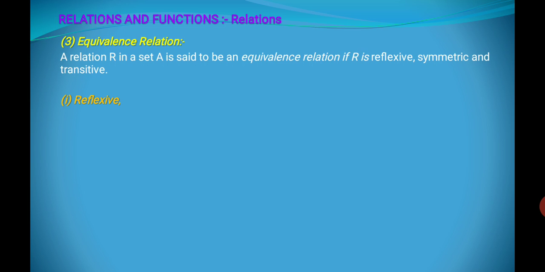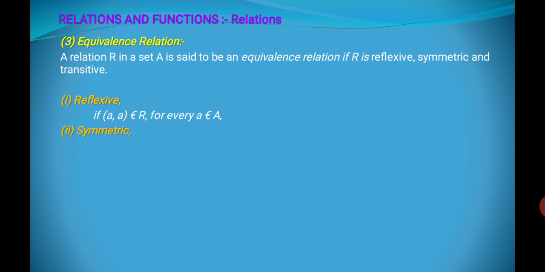Check here. Reflexive relation: if the ordered pair (a, a) is in R for every a in A, means what? If a is a member of A, then the ordered pair must be the same with that number. That is, if 1, 2, 3 are in A, then (1, 1) must be in R, or (2, 2) must be in R. That is called reflexive.